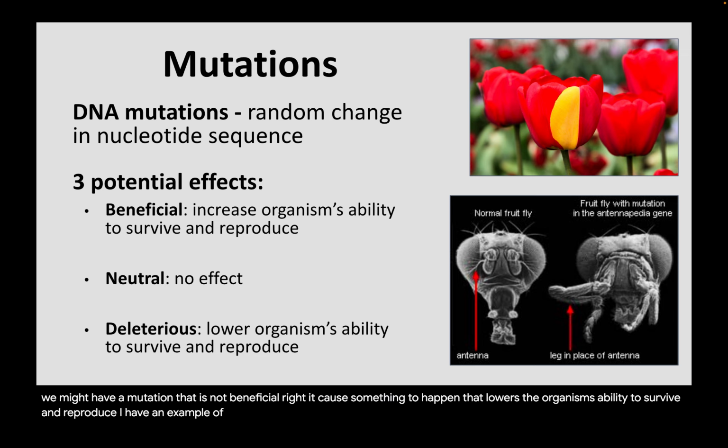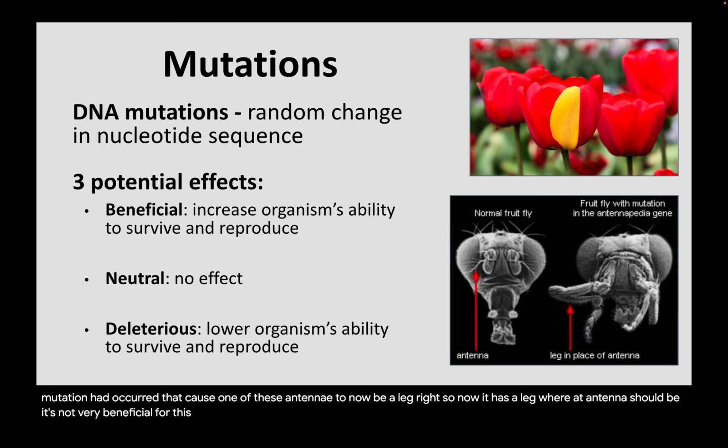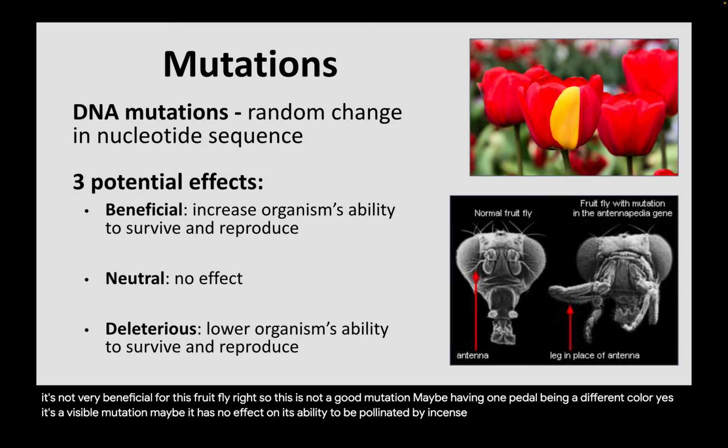I have an example of one of these mutations in this image here. I have a normal fruit fly with its antennae, but a mutation had occurred that caused one of these antennae to now be a leg, right? So now it has a leg where an antenna should be. That's not very beneficial for this fruit fly, right? So this is not a good mutation, right? Or we can think about mutations, right? Our flower up here, maybe having one petal being a different color. Yes, it's a visible mutation, but maybe it has no effect on its ability to be pollinated by insects, right? So mutations, not always a bad thing.